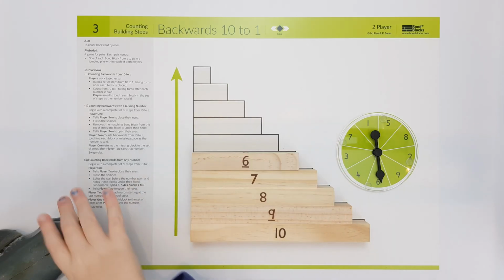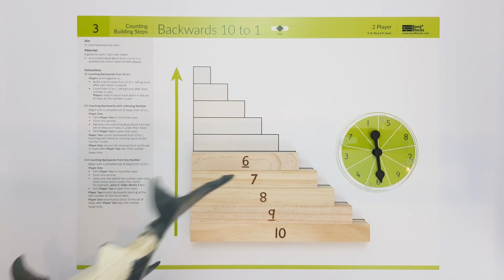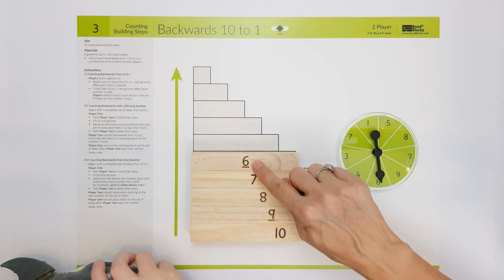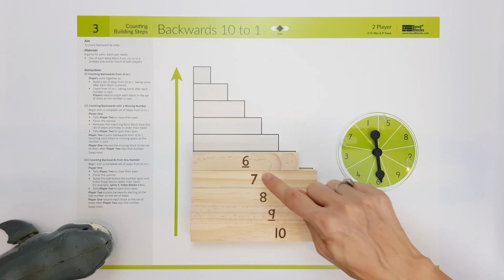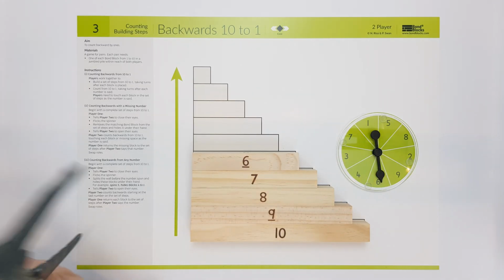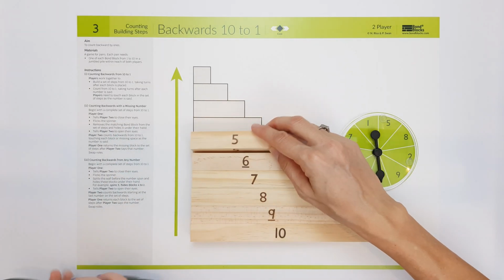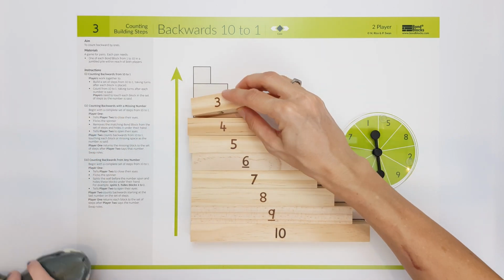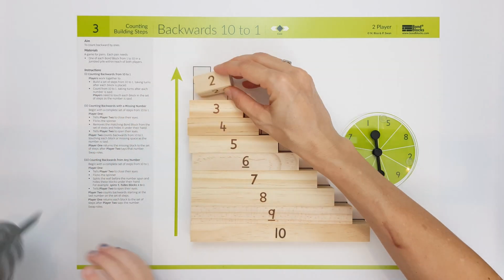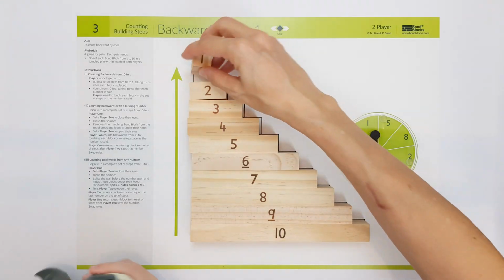Okay. 6. 7. We're going to count backwards to 1. Oh, sorry. That's okay. Let's try again. 6. 5. 4. 3. 2. 1. Well done.